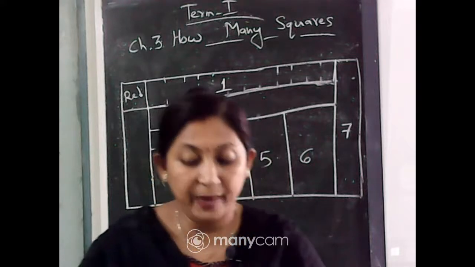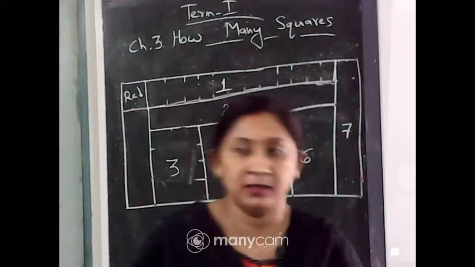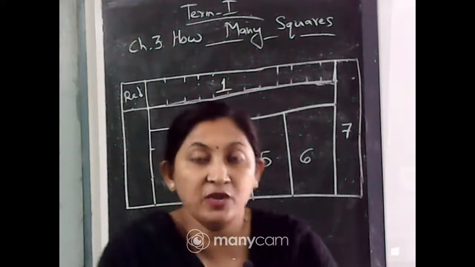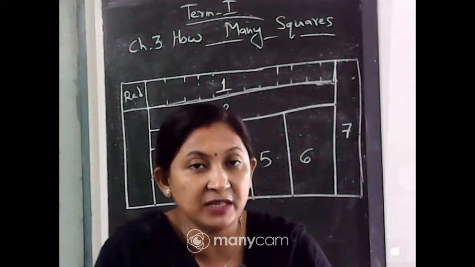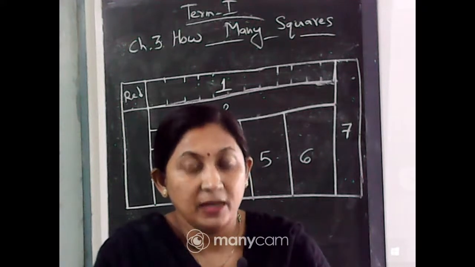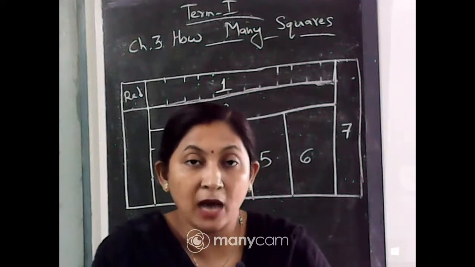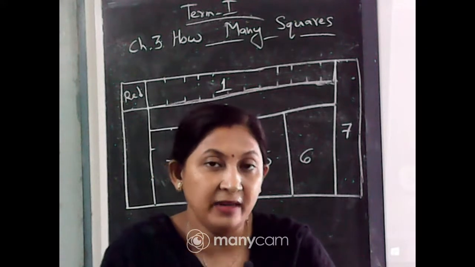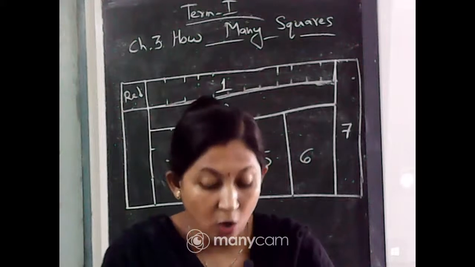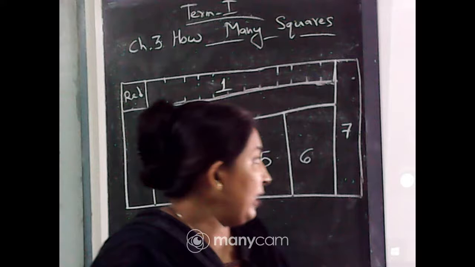On the next page, the topic is measure stamps. Here some stamps are given. You have to measure the area of the stamps. Now see, stamp A. In stamp A there is a tiger. Quickly count how many squares stamp A has.